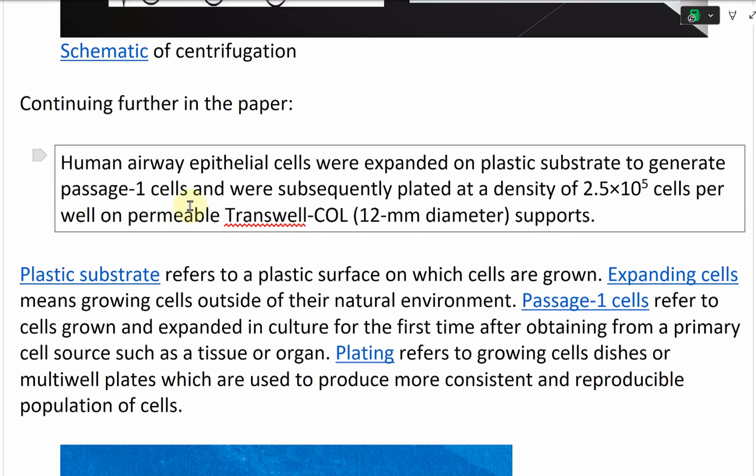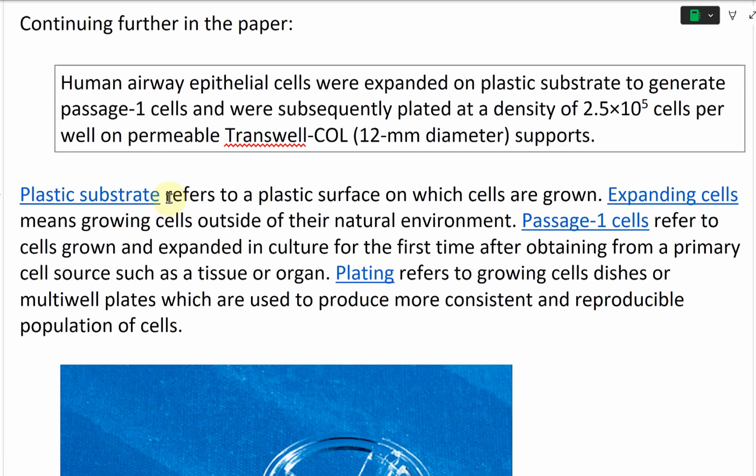And now continuing further in the paper: human airway epithelial cells were expanded on plastic substrate to generate passage 1 cells and were subsequently plated at a density of 2.5 times 10 to the power of 5 cells per well on permeable Transwell COL 12 millimeter diameter supports. All right, so let's make sense of all this.